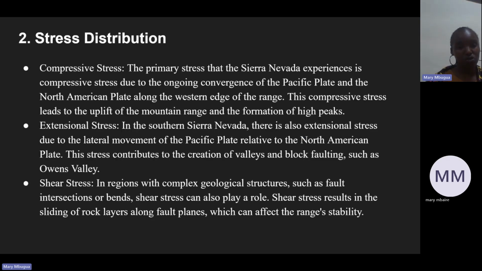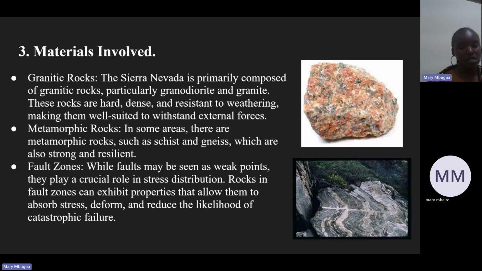Another factor that contributes to this feature being able to exist as it is, is stress distribution. Compressive stresses, extensional stresses, and shear stresses play a huge part in enabling this. The third is the materials involved. The mountain range comprises mostly granitic rocks and metamorphic rocks.